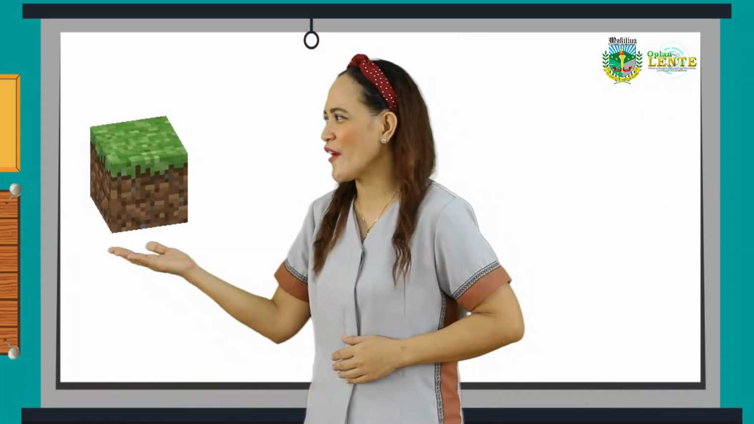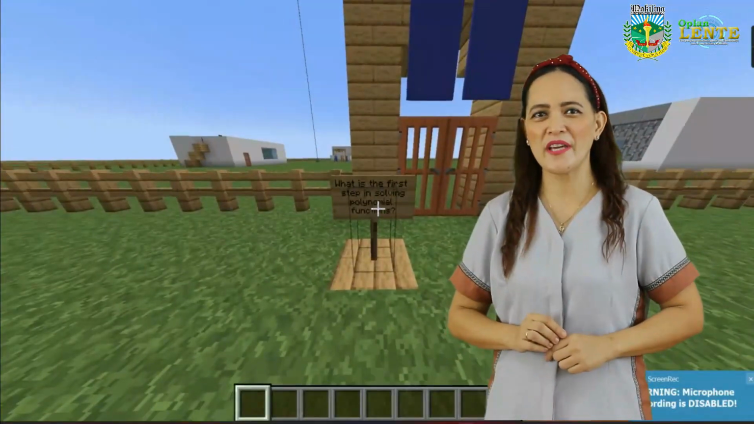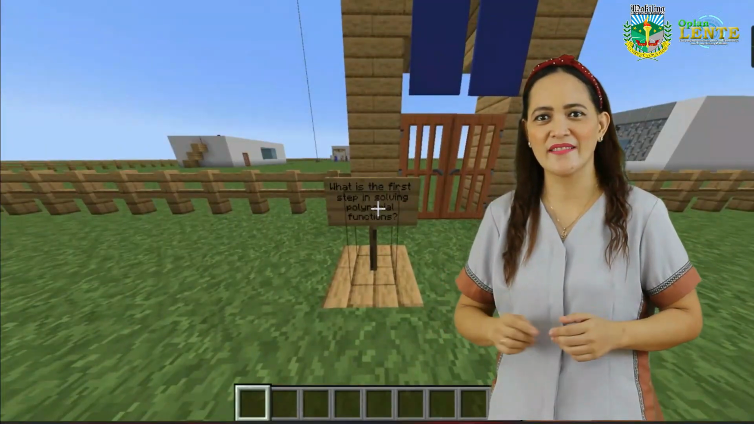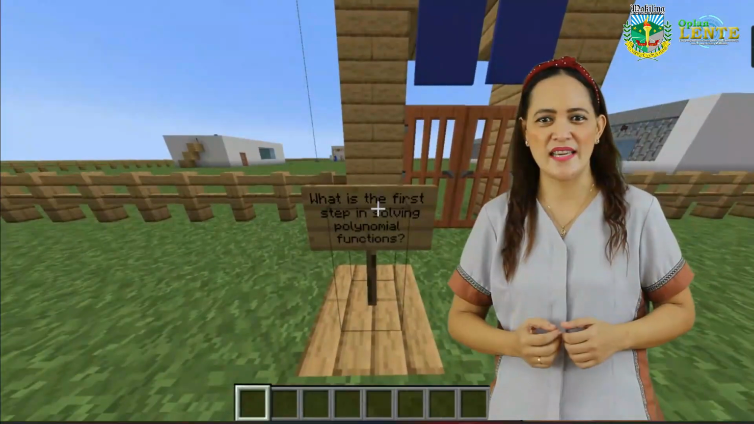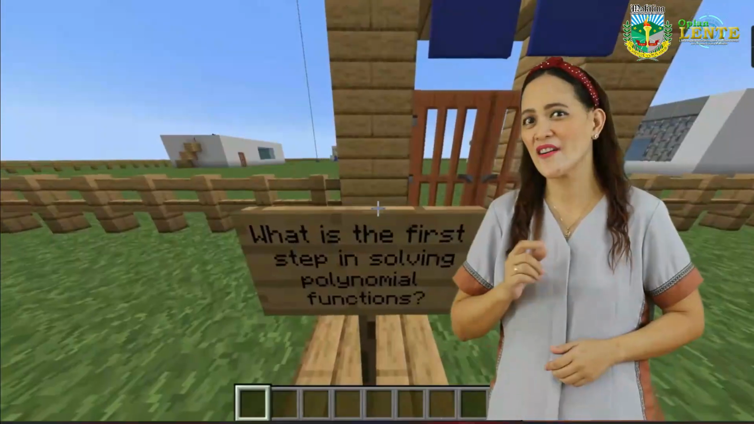Were you able to understand how to solve word problems involving polynomial functions? Let's see how far you have learned about the lesson. Let us enter Makiling Integrated School in Minecraft world. To be able to meet our hardworking principal for a prize, you must enter the school and explore the vicinity and be able to answer the questions per area correctly.